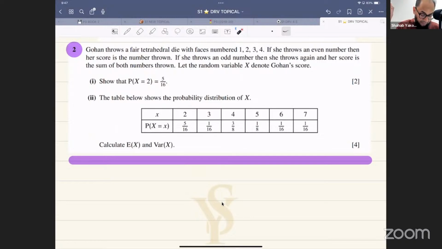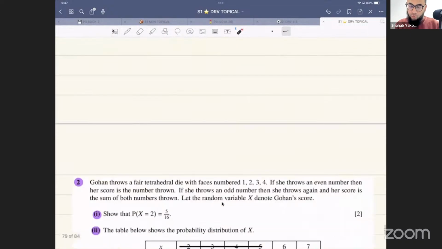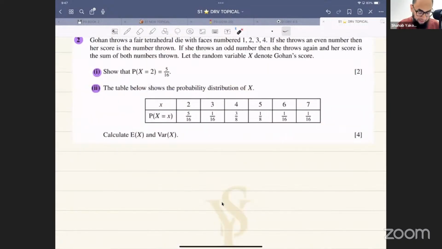So now that is the thing. So die, dice, that is the thing. Now over here, let's roll on. It says let x be the random variable of Gohan's score. Show that probability x is equal to 2 is 5 over 16.